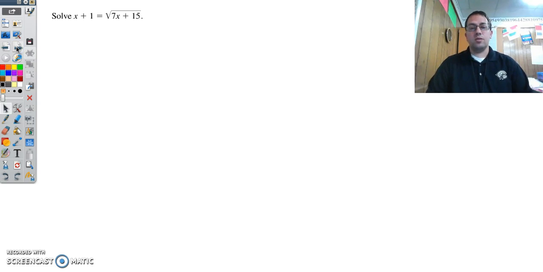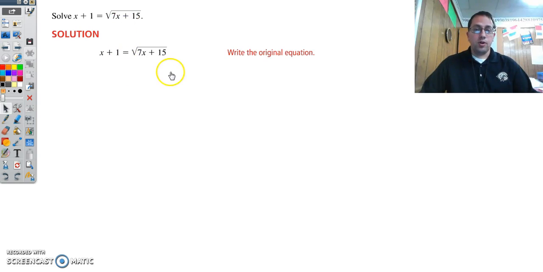Now we're going to look at something that's slightly more complicated. Right. So we're going to solve this one: x plus 1 equals the square root of 7x plus 15. Right. Doesn't look too bad because the radical is already isolated, right? However, our problem with this is that we have x on this other side. We have x plus 1.